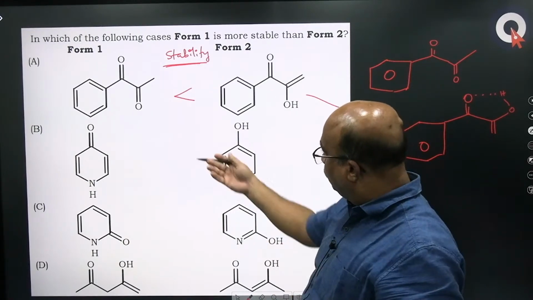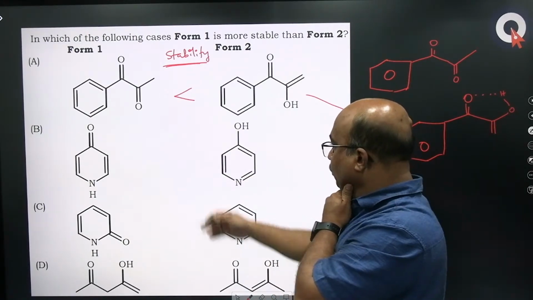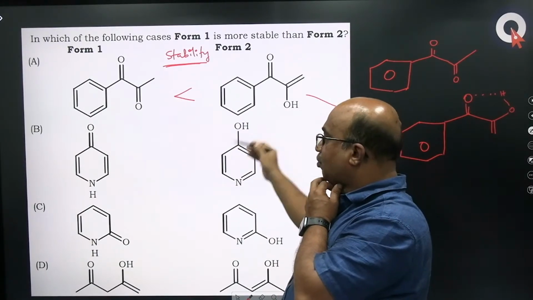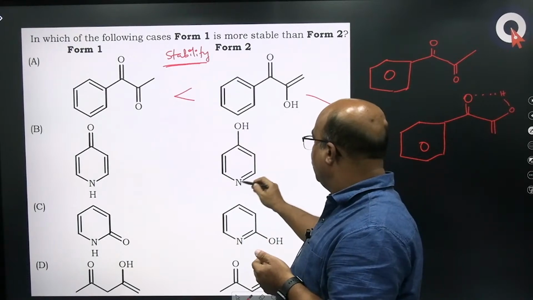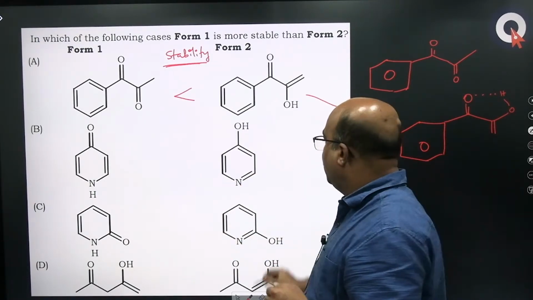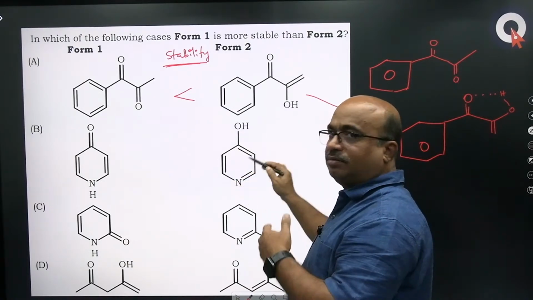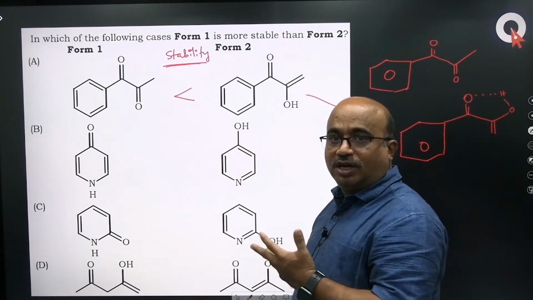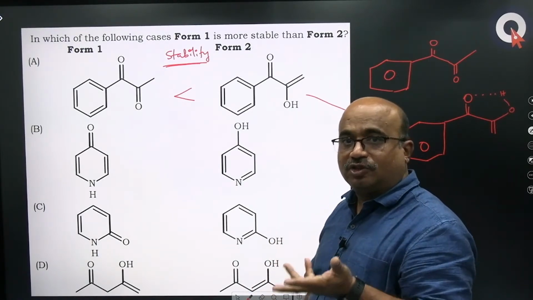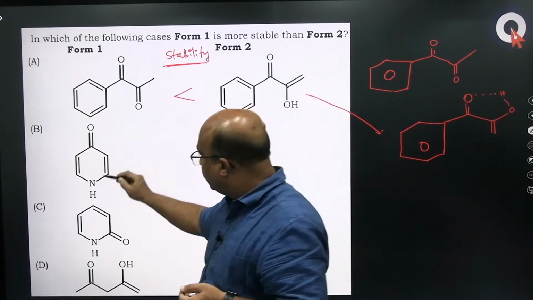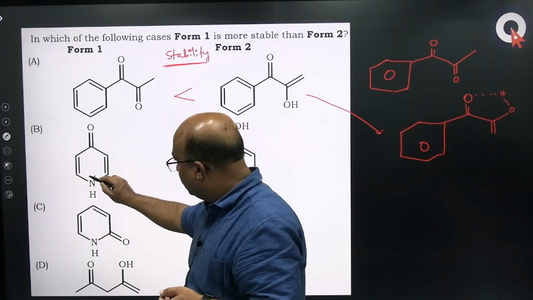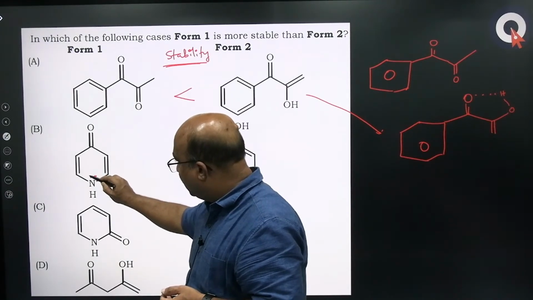The next, coming to this, is a pyridine, and it has an OH group at a particular position, like 1, 2, 3, 4. So it is a 4-hydroxypyridine, and it has generally the aromatic character. Usually we say if a ring has aromatic behavior, it is stable. But this is also still aromatic in nature because the nitrogen lone pair exists here. So the aromatic character is not the criterion for these two.